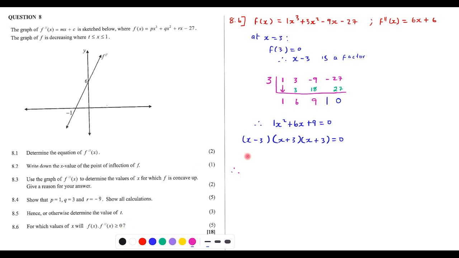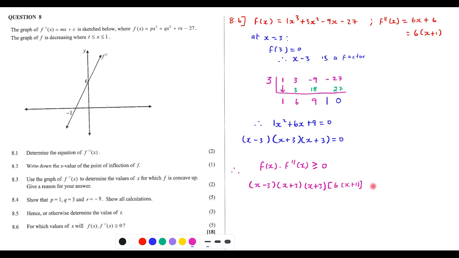So the question was saying f of x times f double prime x is greater or equal to 0. Now f of x, I'm going to write it according to its factors, right? And then the second derivative of x is 6x plus 6, right? But when you factorize that, you can see it is 6 into x plus 1. So basically I'm going to say 6 into x plus 1 greater or equal to 0.